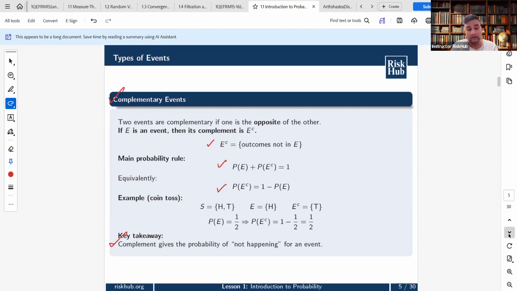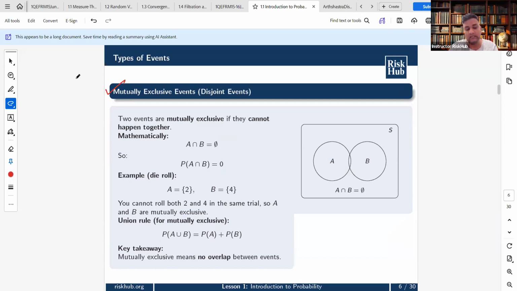Simple calculation, basic part. Then we get into mutually exclusive events, which are disjoint events. Events cannot happen together here. Formula: A intersection B is empty, they don't have anything in common. Let's just do it by example. Die roll, A is 2, B is 4, they cannot occur simultaneously. So the union rule for mutually exclusive events: P(A union B) is equal to P(A) plus P(B). Finance example: A is stock return greater than 10%, B is stock return less than minus 10%. On the same day, both cannot occur. Therefore, mutually exclusive. I hope there is no overlap between the events.